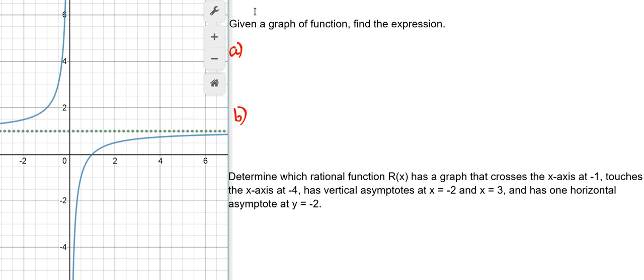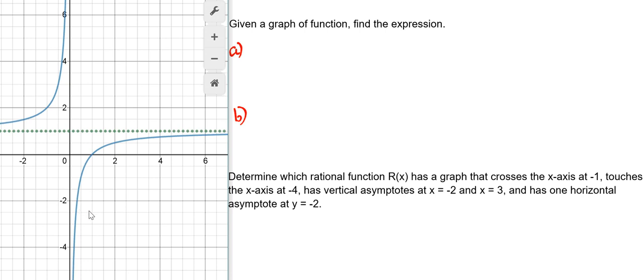In this video clip, we have 3 questions to do. The first one is: given a graph of a function, find the expression. Here there are 2 branches. One is the one right here. The other branch is this one.